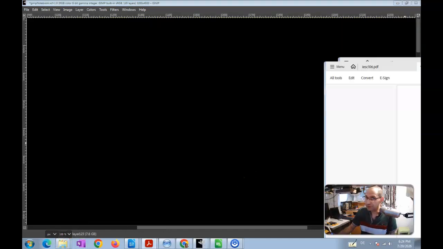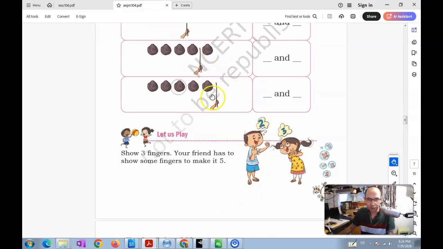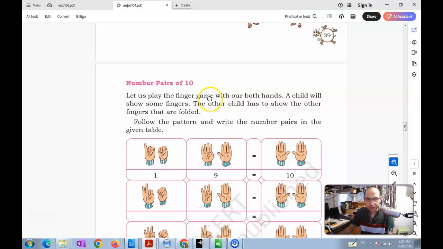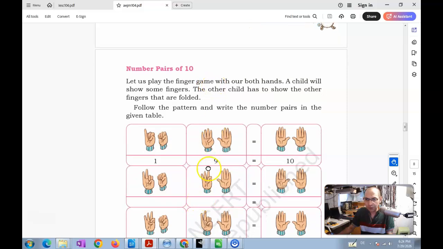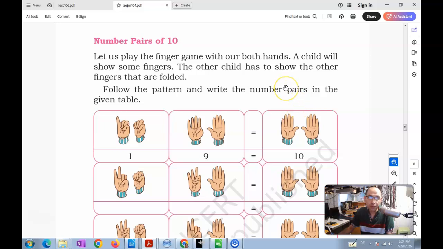Okay, so now it seems that it's not very easy for me to work with the book the way that I was working with it, so from here on I'm going to work with the book, but I'm going to do my writing my own way. Now basically the number pairs for 10, for example.